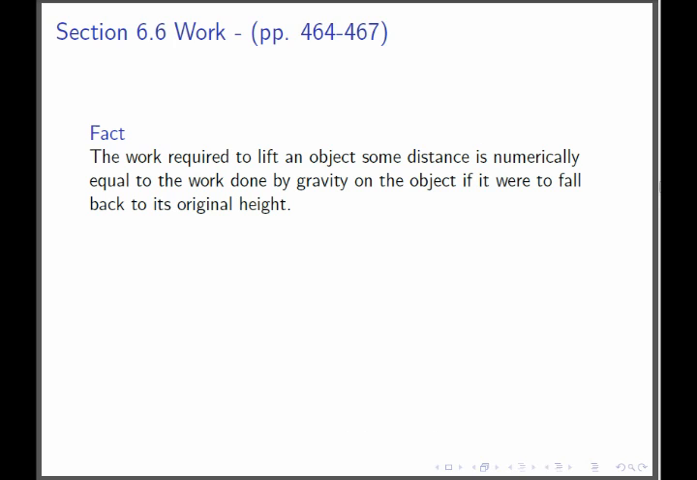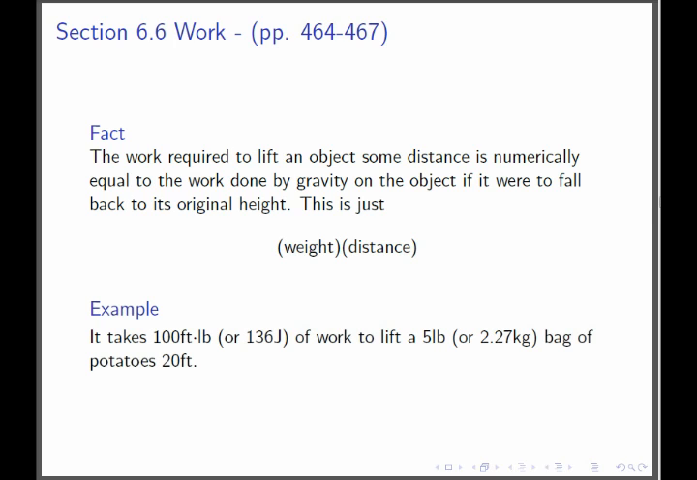There is a fact that you should be aware of. The work required to lift an object some distance is numerically equal to the work done by gravity on the object if it were to fall back to its original height. This is just the weight of the object times that distance that it's being raised. For example, it takes 100 foot-pounds, or 136 joules of work, to lift a 5-pound bag of potatoes 20 feet, simply because of the computations we've already done.